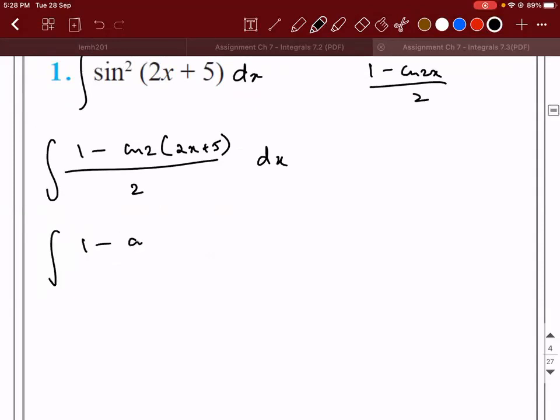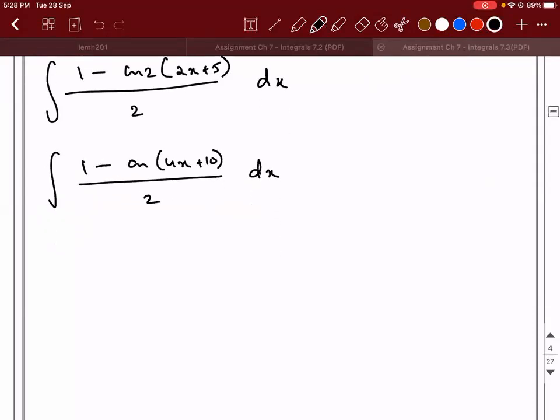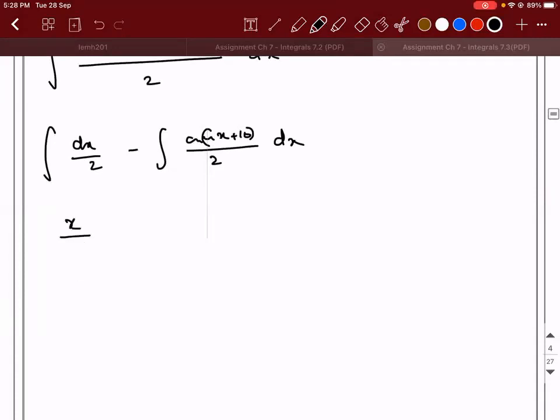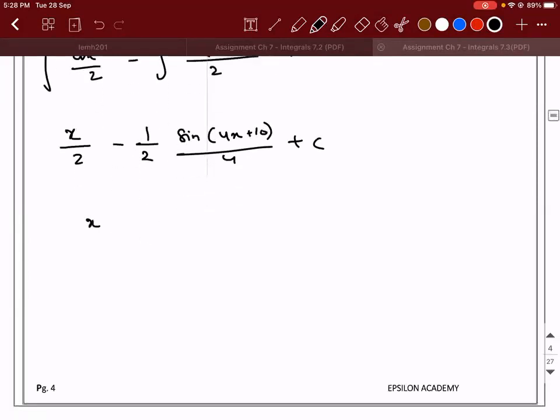So the integral of 1 minus cos of 4x plus 10, the whole divided by 2 times dx. Integral of dx by 2 minus the integral of cos of 4x plus 10 by 2 times dx. So what will you get? x by 2 minus half into sin of 4x plus 10 by, sorry, by 4, plus c. So x by 2 minus sin of 4x plus 10, the whole divided by 8, plus c.